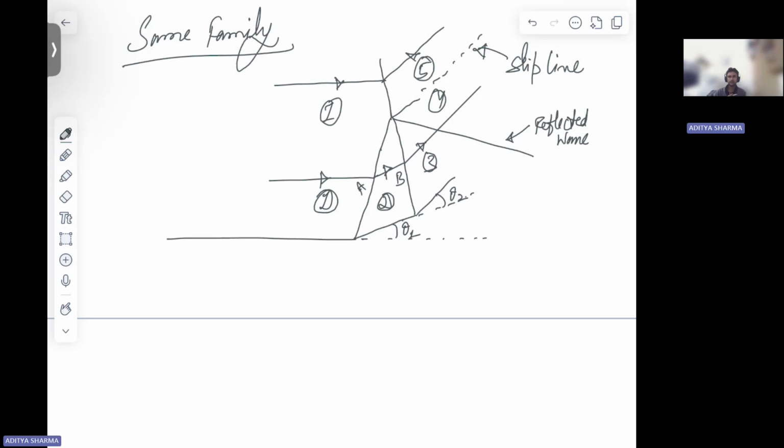So what is the difference between these two cases? The static pressures at regions 4 and 5 will be the same, but the entropies are not going to be the same in these two regions, region 4 and region 5. That is why we get a slip line here.